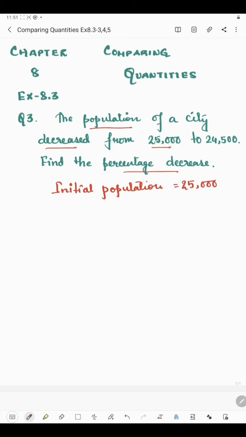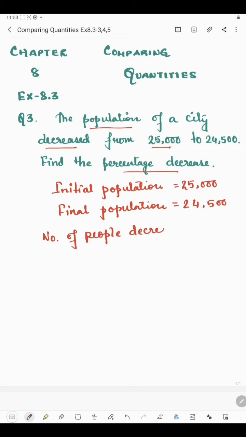25,000 was the initial population. Now it has decreased up to 24,500. So the final population is 24,500. Now at first we will have to find the number of people decreased. How to find the number of people decreased? When you find the difference of these two, you will get the number of people decreased, right? Because the initial population was 25,000, now it has become 24,500.